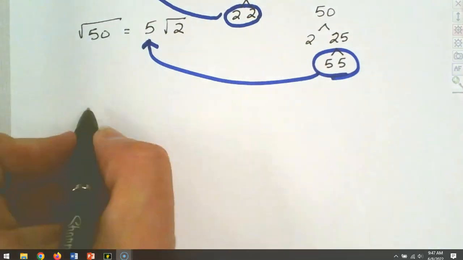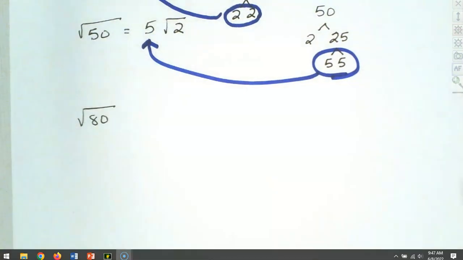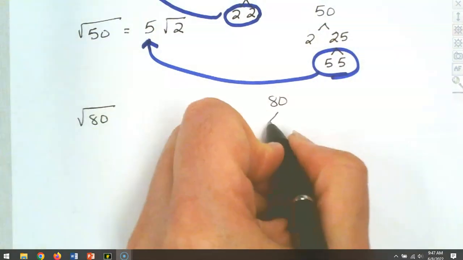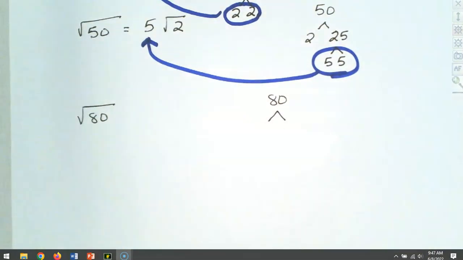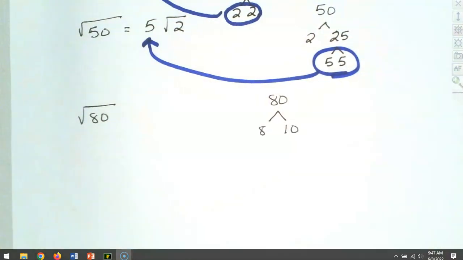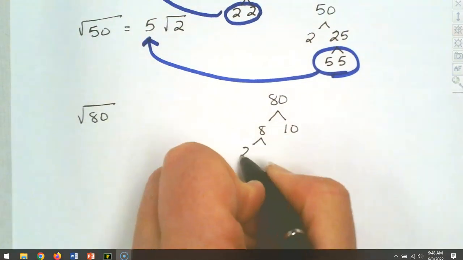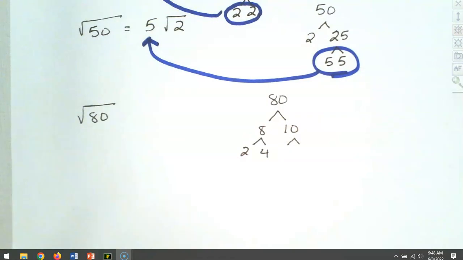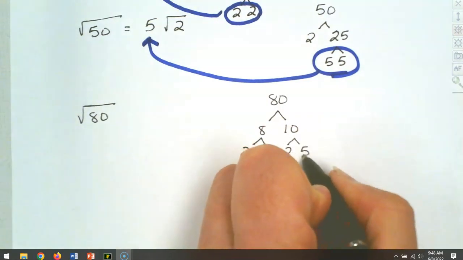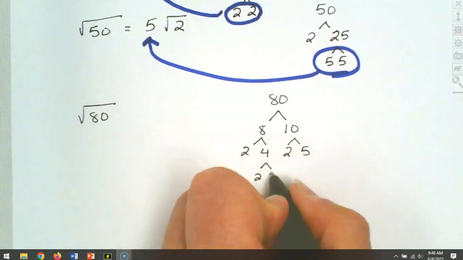Okay, let's try another one. How about the square root of 80? Same process. We take our 80 and we break 80 down. And you can break it down a variety of different ways. Doesn't matter how you want to break it down. I'm just going to break that down into 8 and 10 because 80 ends in a 0. And 8, we can break that down into 2 and 4. And 10, we can break that down into 2 and 5. And then 4 can be broken down into 2 and 2.